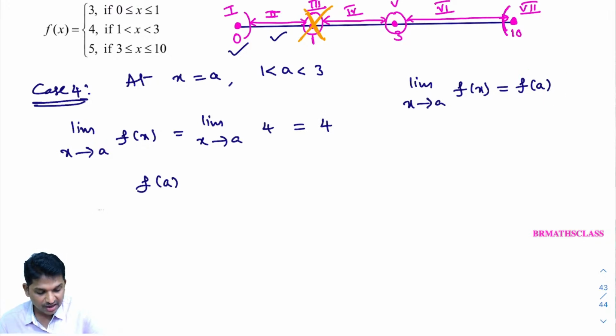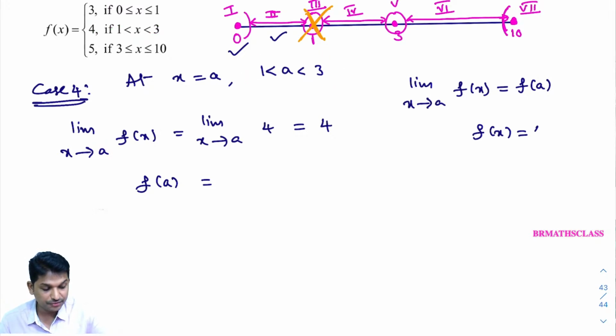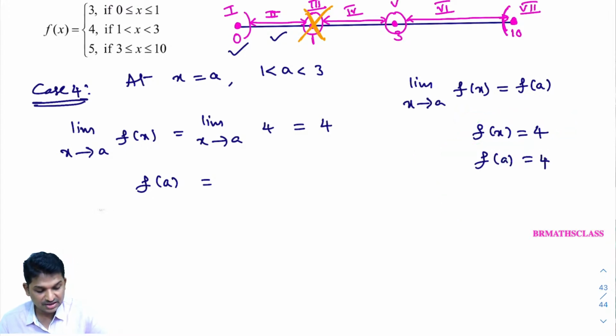To calculate f of a, you need to know what function to choose. Here a is in between 1 and 3, and when a is in between 1 and 3, the function is 4. So f of x is 4. When f of x is 4, what is f of a? Suppose f of x is 4, what is f of 100? It is 4. f of 1000 is 4. For some constant a, f of a is 4. So in this case, f of a is 4.